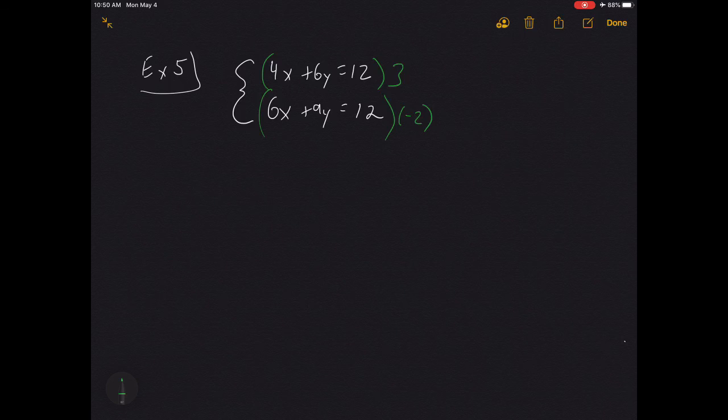So on the top one, 4x times 3 is 12x. 6y times 3 is 18y, and then 12 times 3 is 36. On the bottom row, we're going to get negative 12x when I multiply 6x times negative 2. 9y times negative 2 is negative 18y. And then 12 times negative 2 is negative 24. And now we're ready to add.